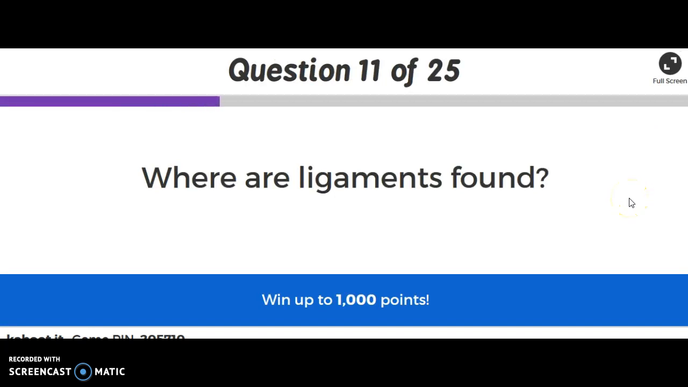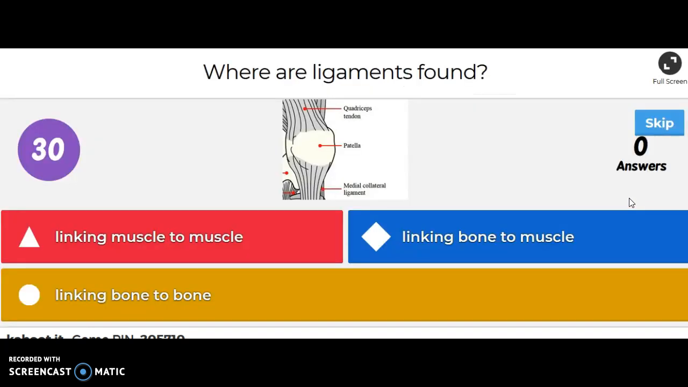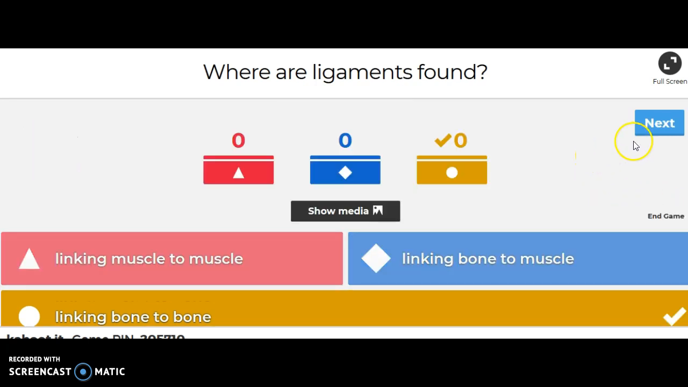Where are ligaments found? So we have tendons in this picture and we have ligaments, and they're both connectors. They connect things. So the patella is your kneecap, which is a bone, and the quadriceps is a muscle. So tendons must connect bones and muscle, but we're talking about ligaments. So that medial collateral ligament is actually connecting the kneecap to a different bone in your lower leg, your shin. So it is linking bone to bone. That's what ligaments do.